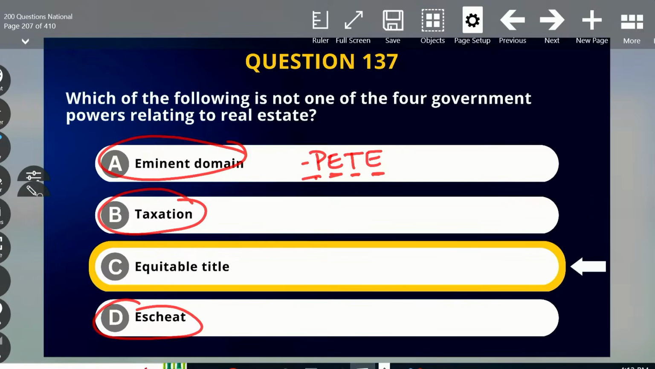You know, police power is like zoning, comprehensive plans, those types of things. So PETE is a way that you can memorize the four government powers. And all of our ownership rights, from the freehold absolute, fee simple absolute, all the way down to the encumbrance and the liens and the licenses, all of us are subject to police power, eminent domain, taxation, and escheat.